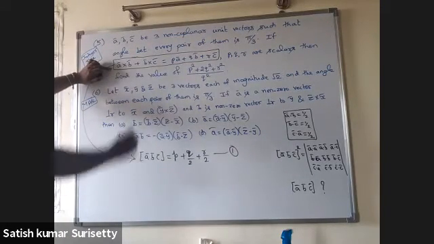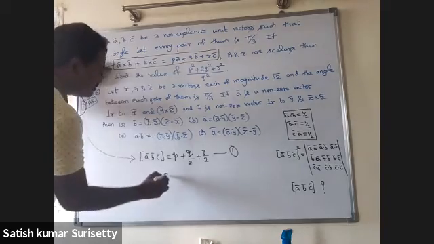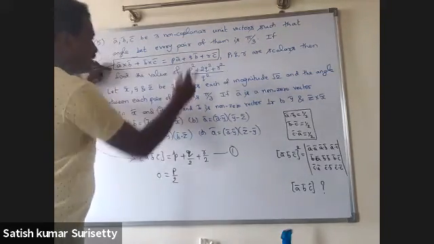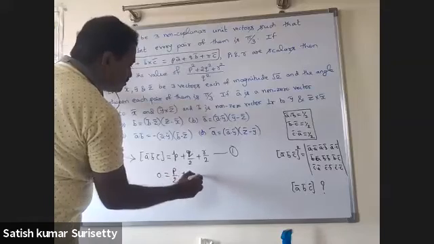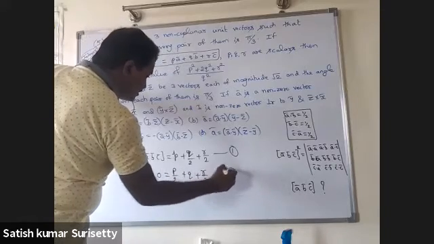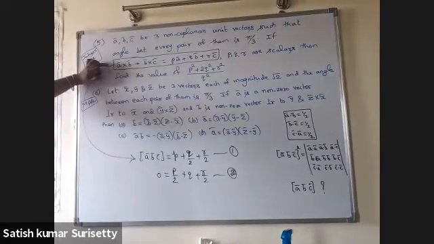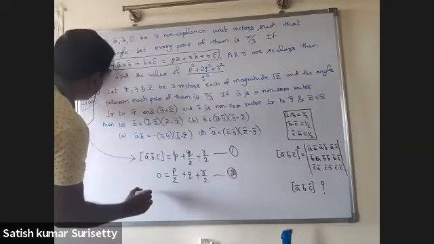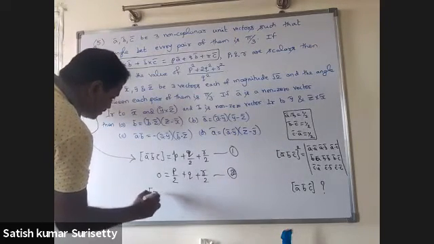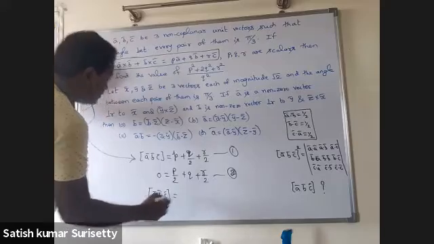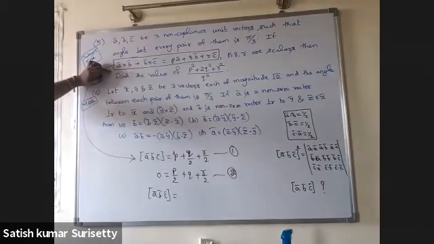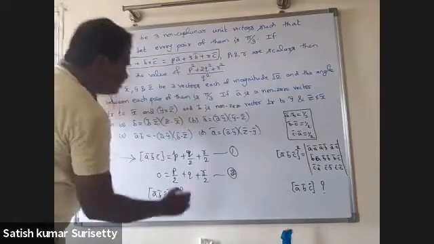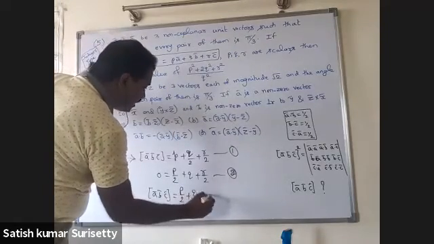Next, dot product with b on both sides. So this will be 0, this is also 0. Dot product with b: p by 2 plus q plus r by 2. Say this as equation 2. Dot product with c on both sides. So that is the scalar triple product of a bar, b bar, c bar equal to, second term will be 0, p by 2 plus q by 2 plus r.